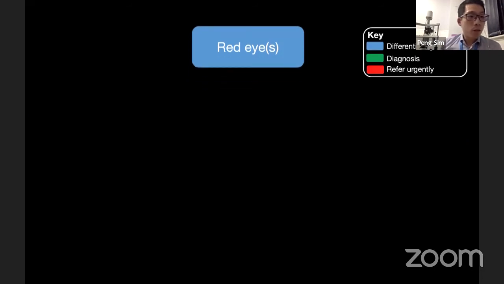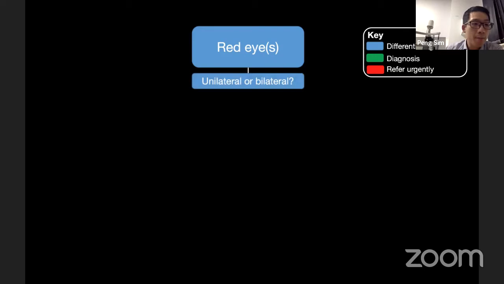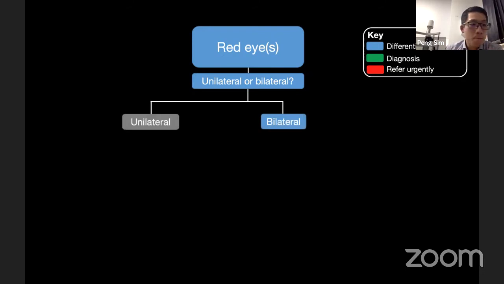So with the red eye algorithm, the first question I usually like to ask myself is, again, in ophthalmology we are obsessed with whether it's one eye or both eyes. So the first question I ask myself is, is it unilateral or bilateral? So that's the first question. If we concentrate on bilateral to start off with, the way I break it up is, I ask the next question.